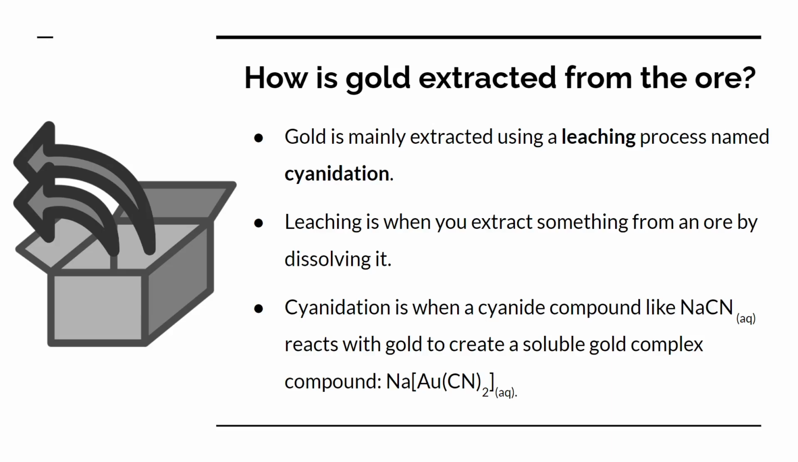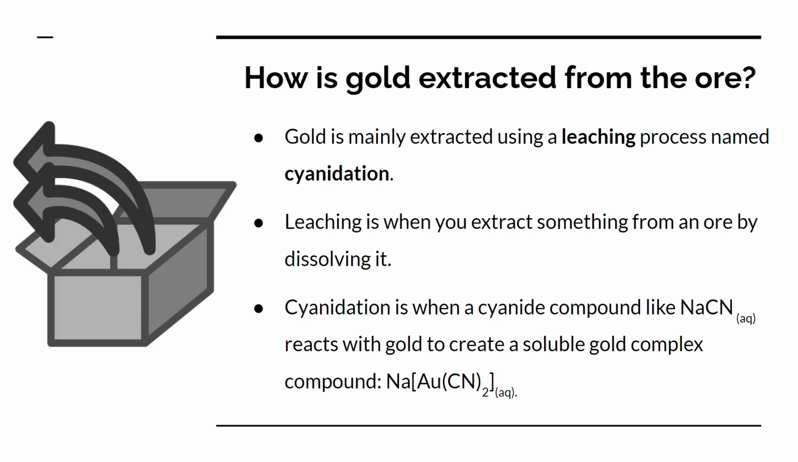Now, once you find the gold using this open pit mining method, the question is, how do you extract it? So, gold is mainly extracted using a leaching process named cyanidation. Now, leaching means extracting something from an ore by dissolving it. And you use leaching whenever you can dissolve something from an ore, and you won't dissolve anything else. You won't dissolve the stone that's keeping the mineral in, or there might be other metals in there.